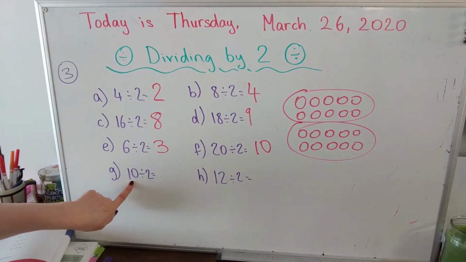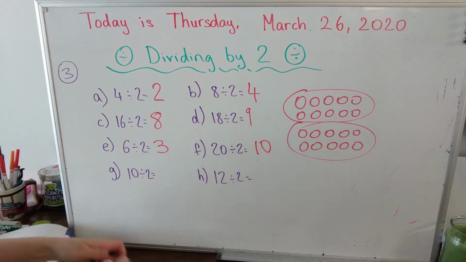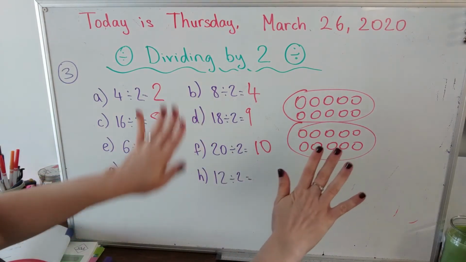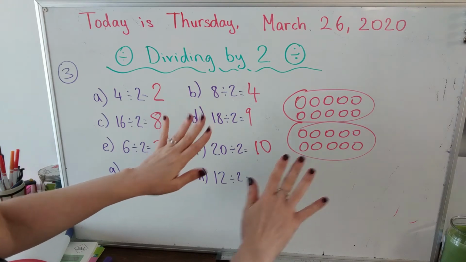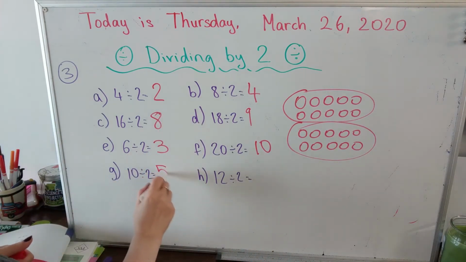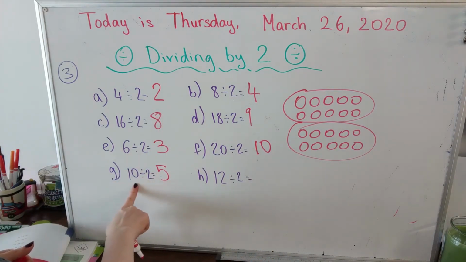Letter G, 10 divided by 2. Divide the number 10 into two equal groups. There is 5 in each group. You can also say 2 times 5 is 10.